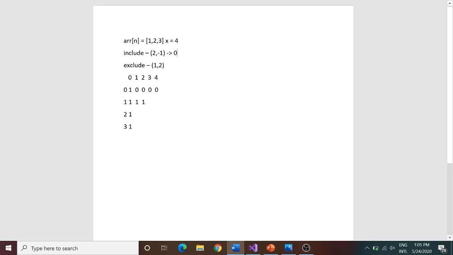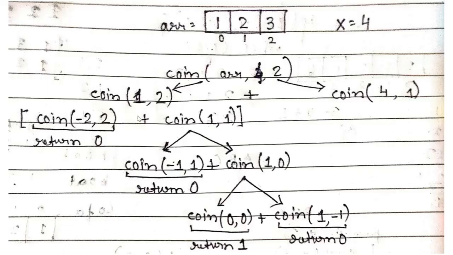What does this -1 mean? This -1 means that the amount which I need to make is now negative, and you can in no way create a negative integer by adding some positive integers, and hence that's what we did over here. Can you make an amount of -2? No, I was returning a 0 over here. Can you make an amount of -1? No, I was returning a 0 over here.